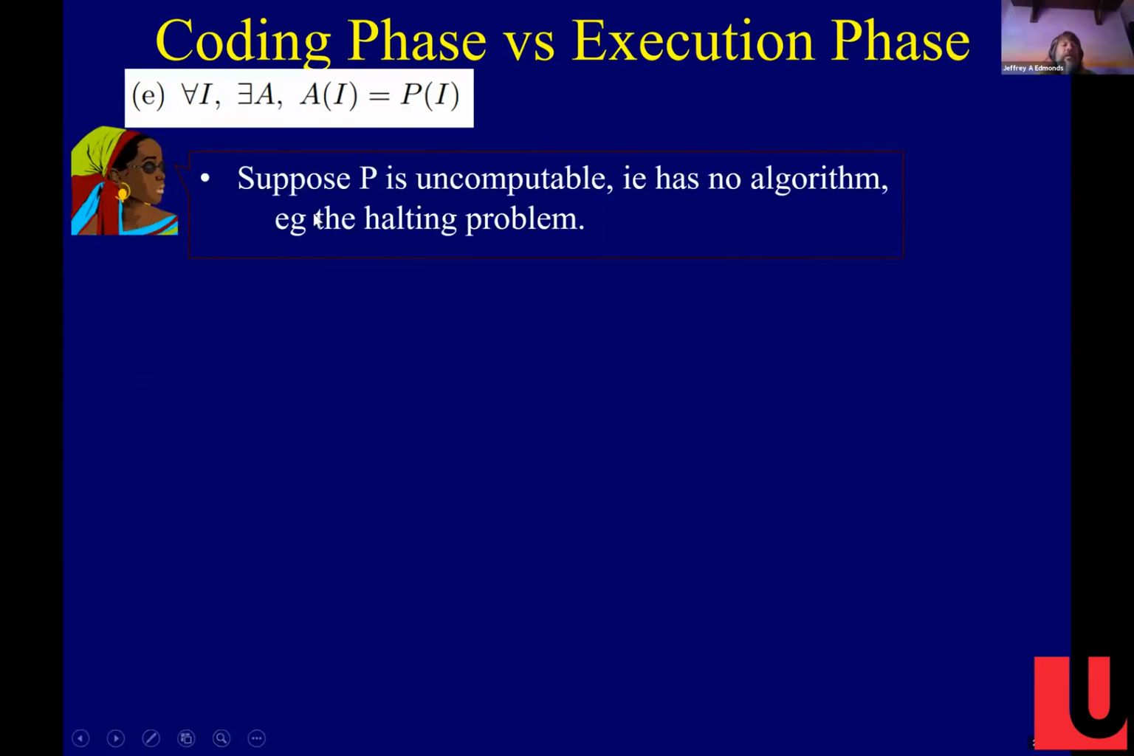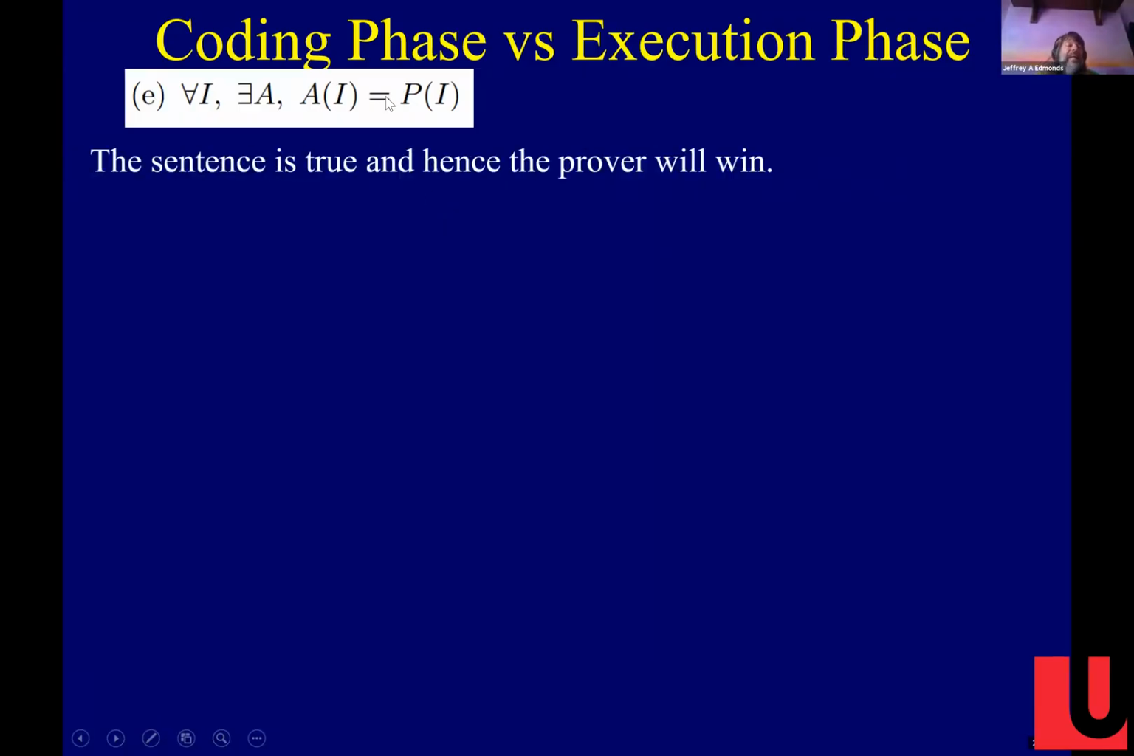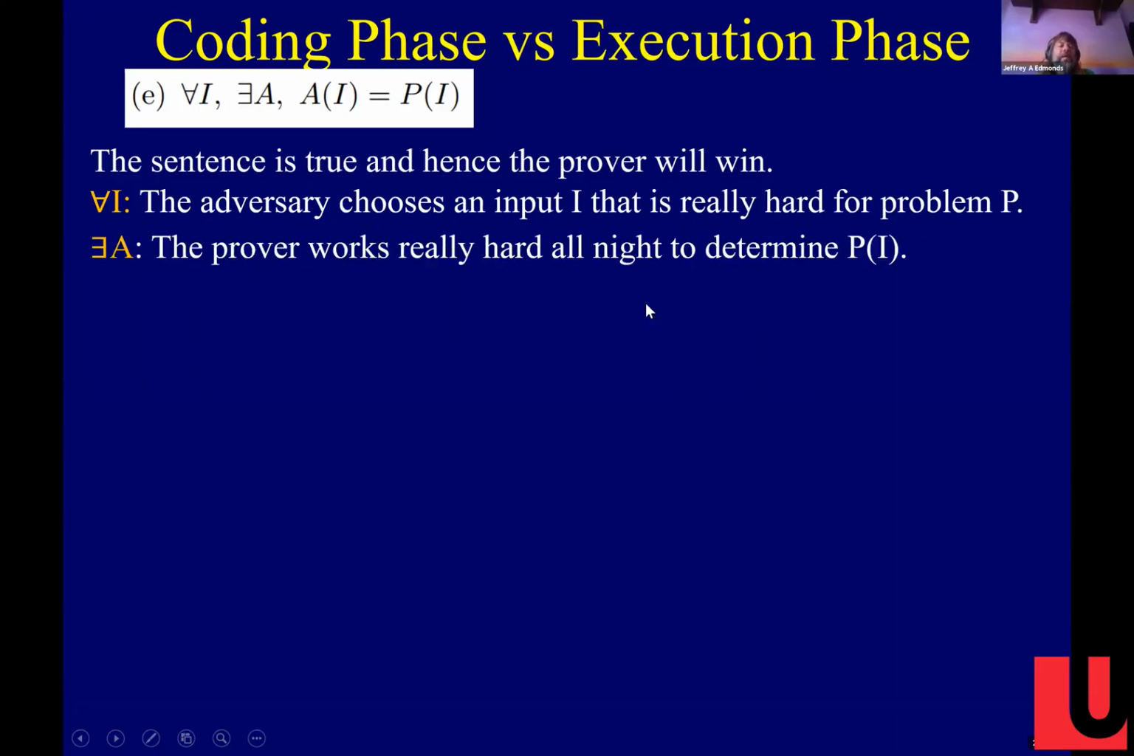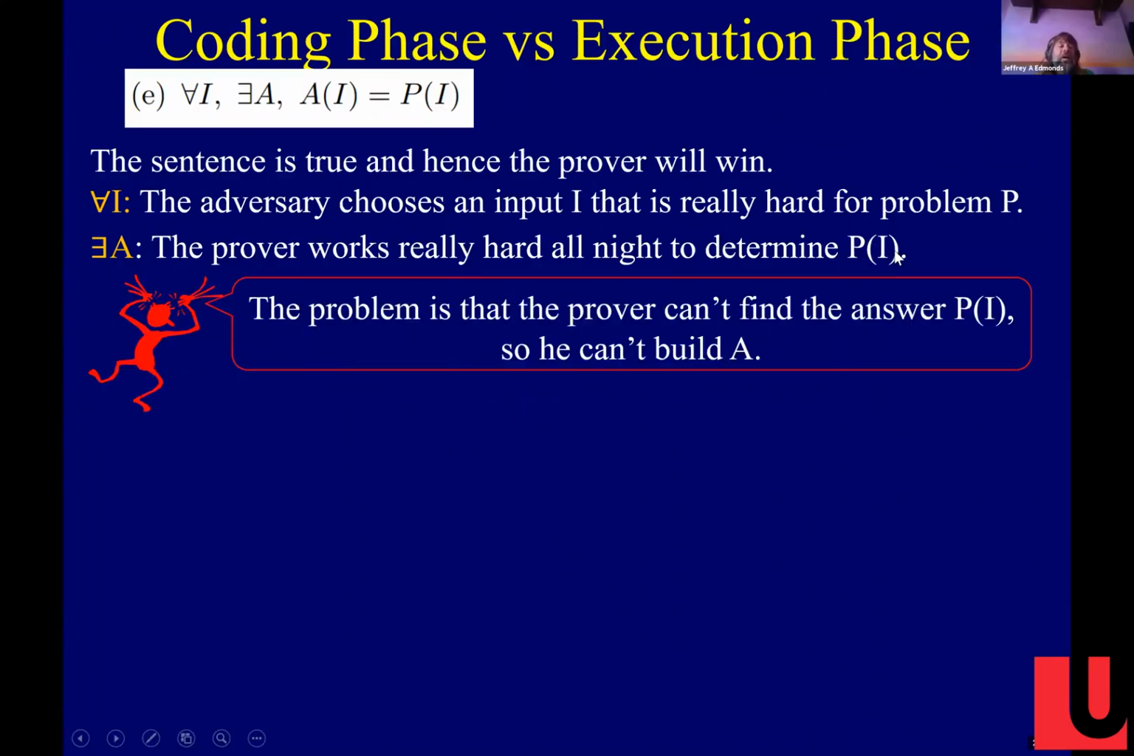Right, so here, what happens if computational problem P is not even a computable problem? Suppose P is the halting problem, right? Now I say the sentence is still true. So the adversary gives us some really hard input for P, and now the prover can work day and night to determine what the answer is for I, but the problem is P is uncomputable. So the prover can't find out what the answer is, the P of I.